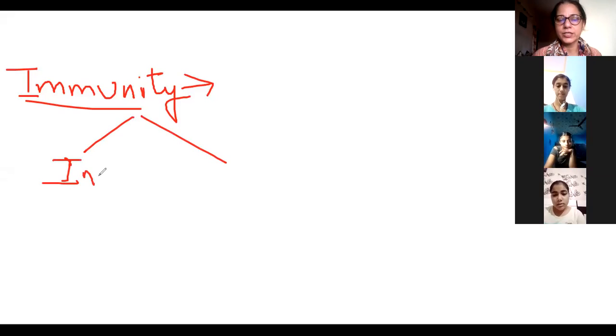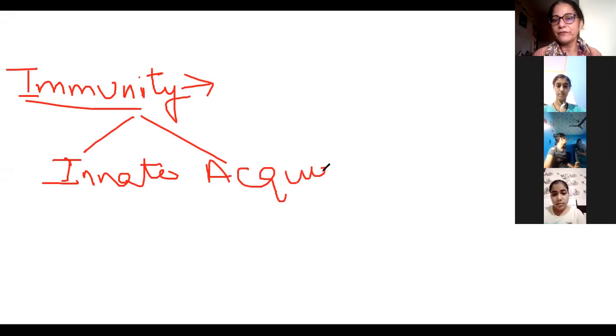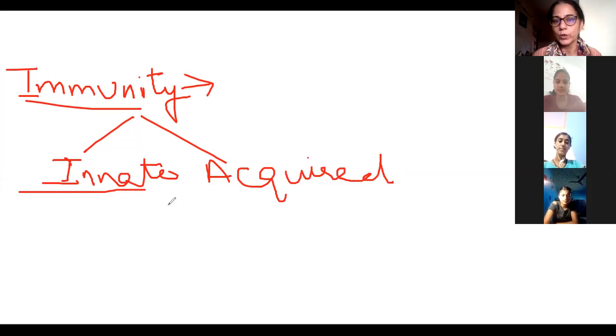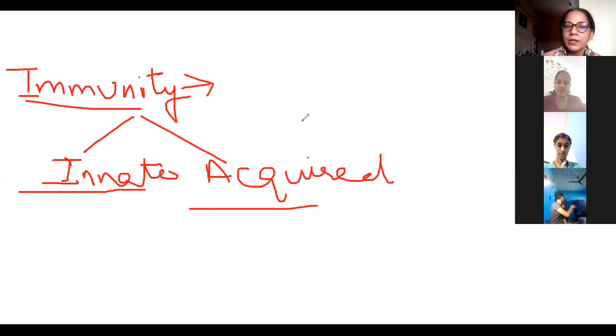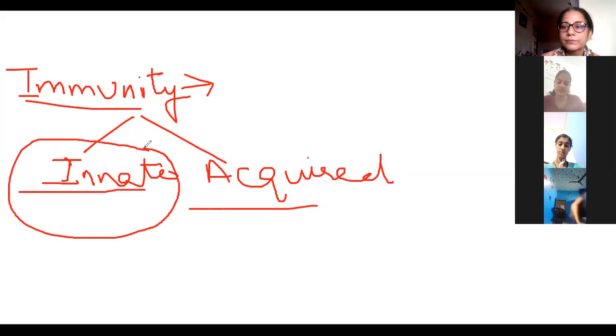Right. Innate as well as acquired. So what's the difference between these two? Innate is a non-specific immunity which is present at the time of birth. Acquired is acquired by the person, specific to a pathogen, acquired after birth. Right. So it is the non-specific type of immunity, and it is present in our body by birth.